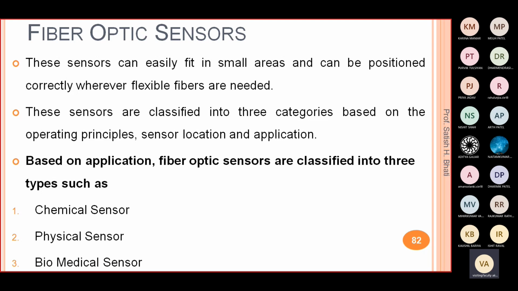So based on that we can give three categories, right? The first category is based on the application, like in which field we are using the fiber optic sensor. Most of the sensors we are using in the chemical industry, so you can give the class or group as chemical sensor. Some we are using to measure physical parameters, so they are the physical sensor. Some we are using in biomedical areas, so they are the biomedical sensor.